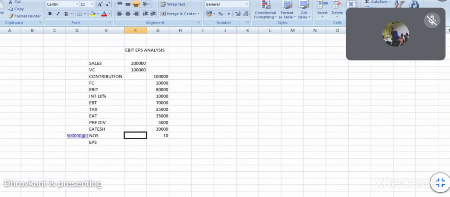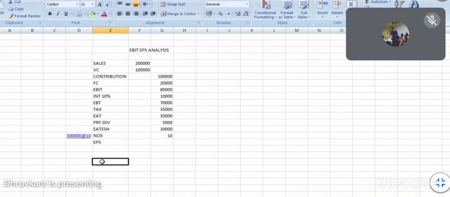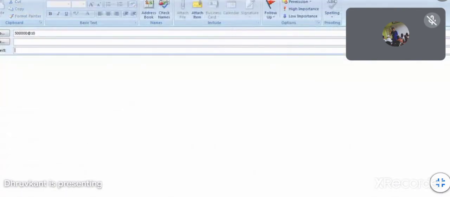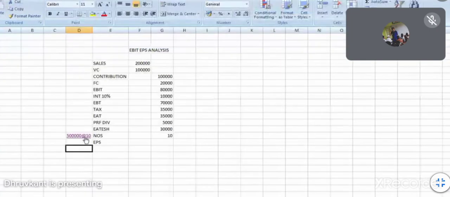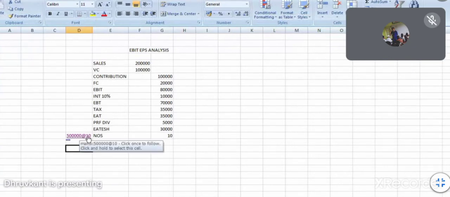Number of shares we have calculated is this. Suppose we have 5 lakh share capital, and each share is valued at... just a minute. Yes, this is 5 lakh share capital that will be given in your balance sheet, and whatever the face value is, you will divide by the face value first, then you will get your number of shares.